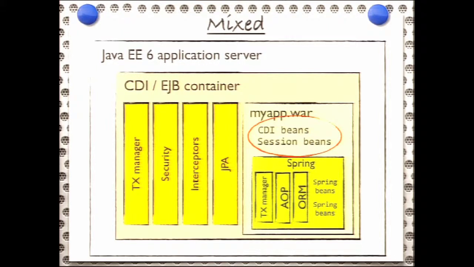This is not an ideal model because we have two different transaction managers, and they don't really know about each other, so they don't play well together. We might have two different AOP solutions. We have the Java interceptors, and we have AspectJ or something in Spring. So this is not ideal, but, well, it's migration. So what does this actually give us?